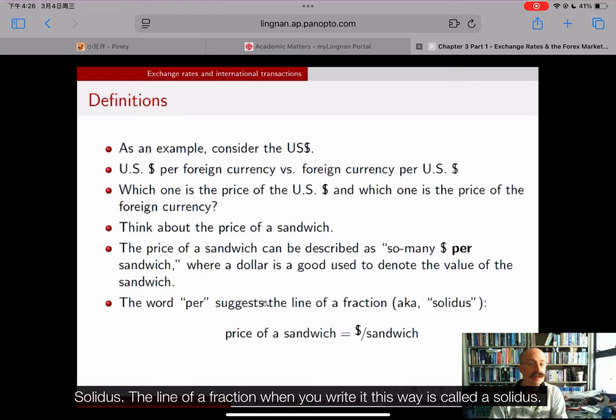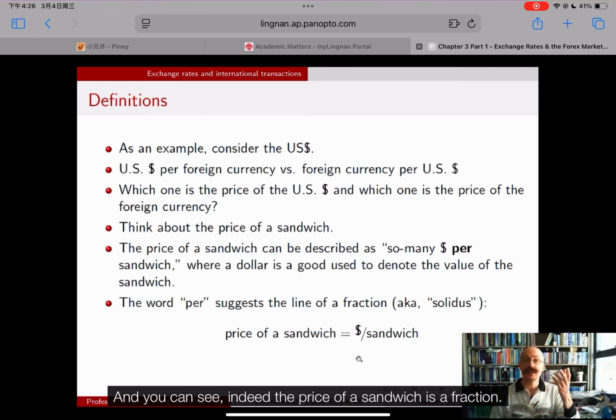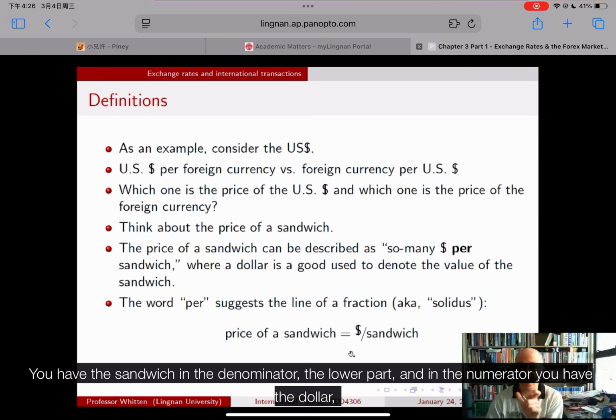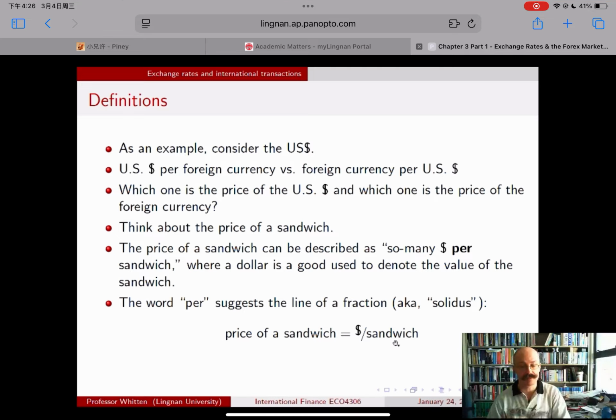Solidus. The line of a fraction, when you write it this way, is called a solidus. And you can see, indeed, the price of a sandwich is a fraction. You have the sandwich in the denominator, the lower part, and in the numerator you have the dollar, the good used to denote the value of the sandwich, which is in the denominator.